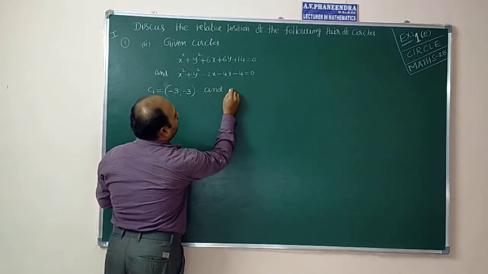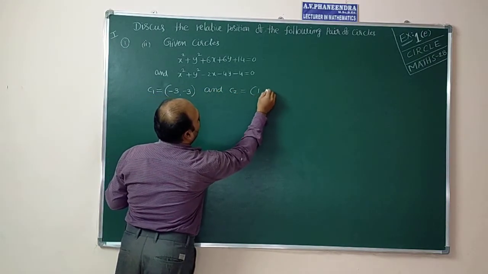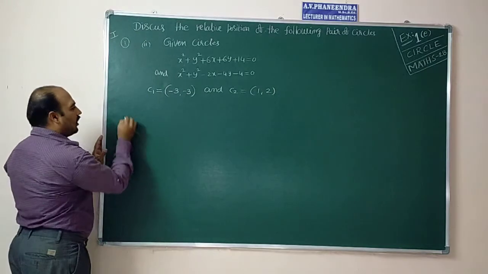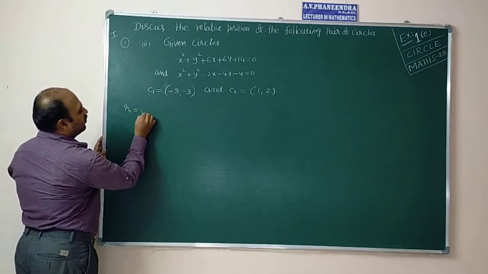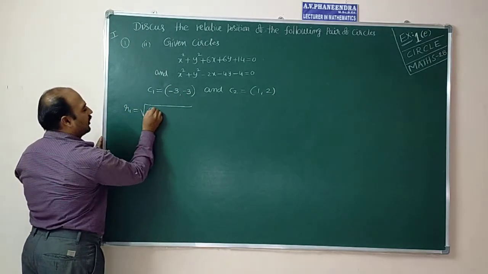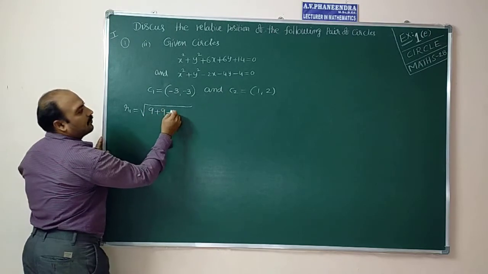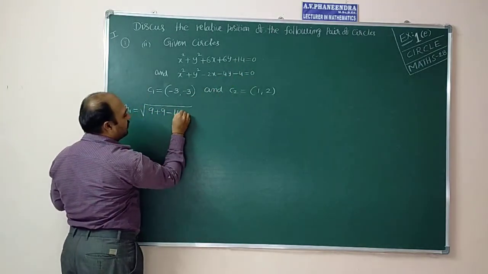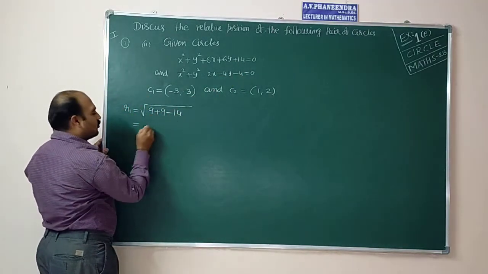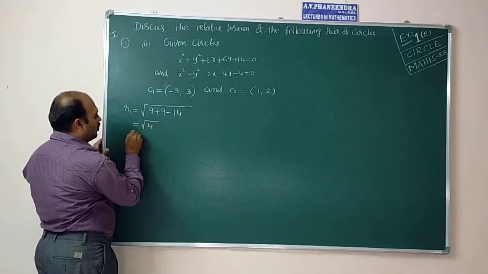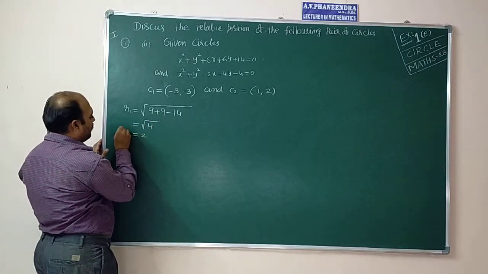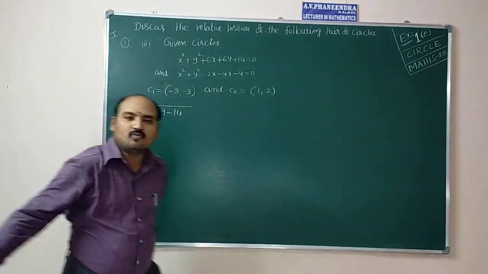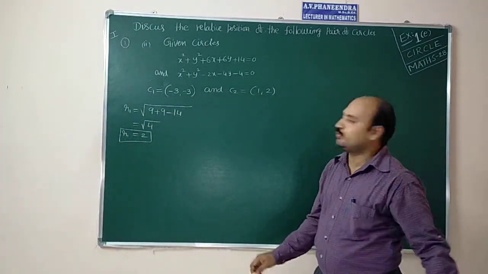And second circle center C2 equal to (1, 2). Radius of the first circle R1 equal to square root of g square plus f square minus c, so 9 plus 9 minus 14, which is equal to 18 minus 14, that is equal to root 4, which is equal to 2. So the R1 value is 2.